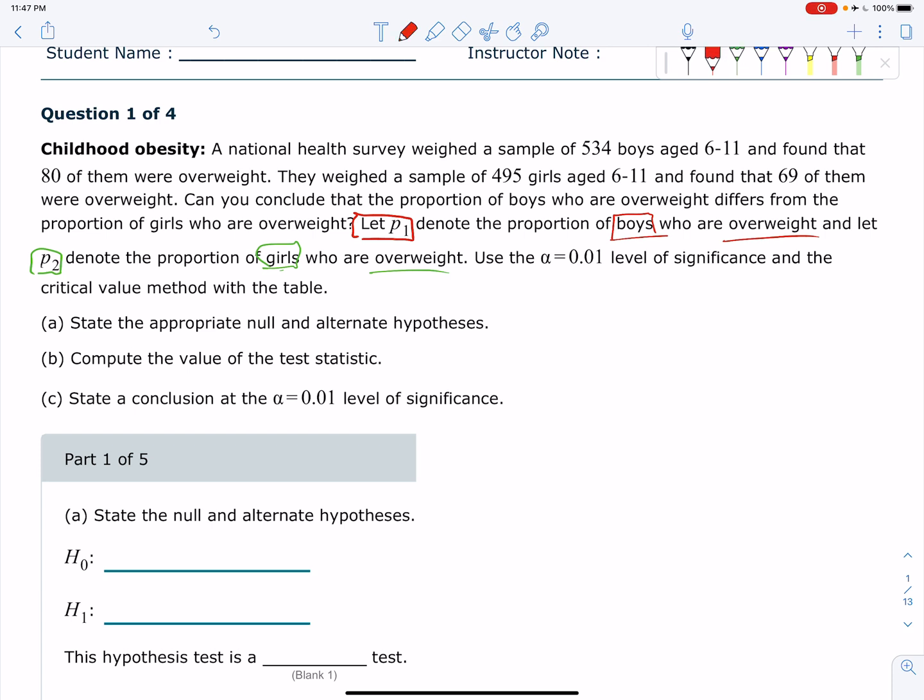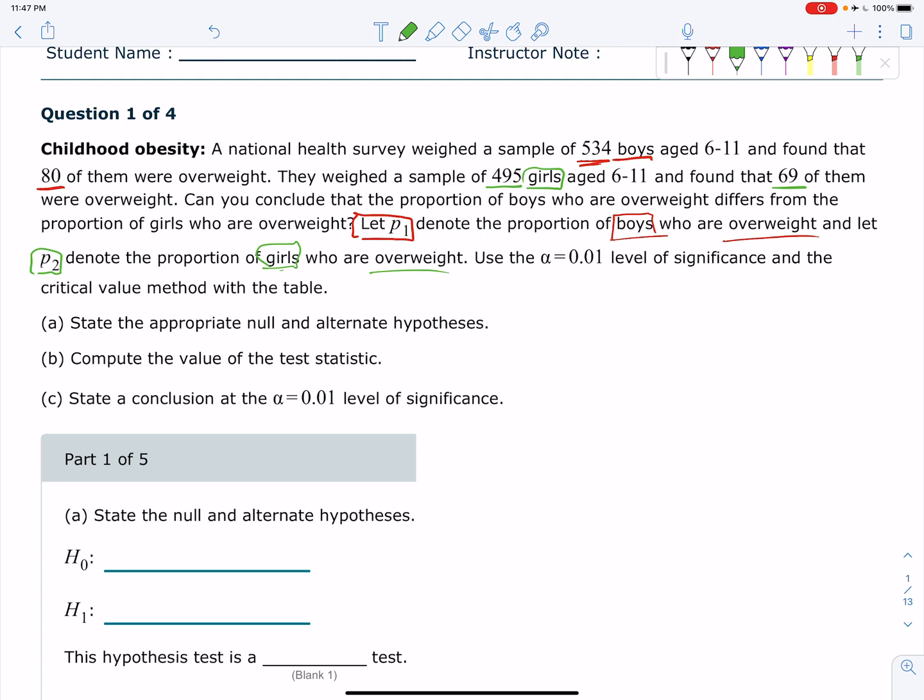Let's go back. A national health survey weighed a sample of 534 boys. I'm going to use red there because they're boys. And found that 80 of them were overweight. They weighed a sample of, in green, 495 girls, age 6 to 11, and found that 69 of them were overweight.